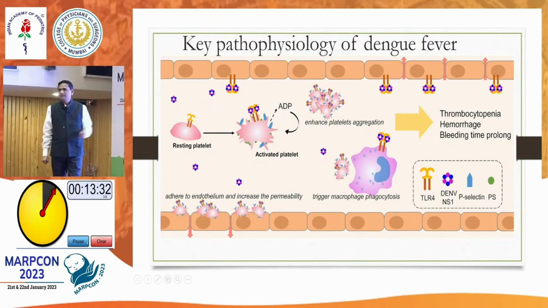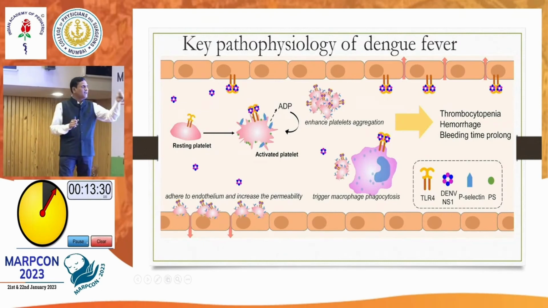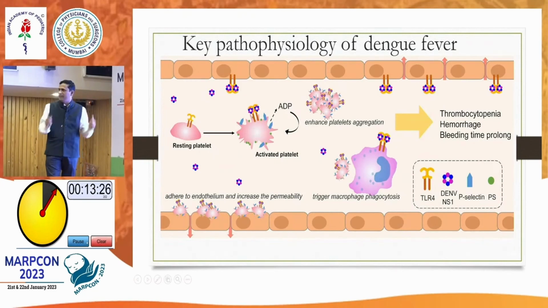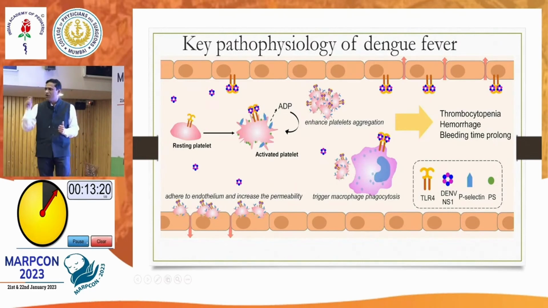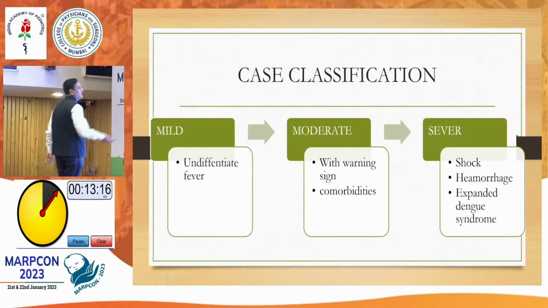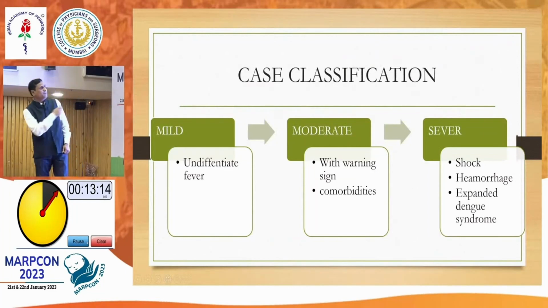Third is the platelet. Dengue virus attaches to the receptor of the platelet, which leads to the secretion of ADP. ADP is a strong aggregator of the platelets, which leads to disseminated intravascular coagulation and thrombocytopenia. Then see the case classification.